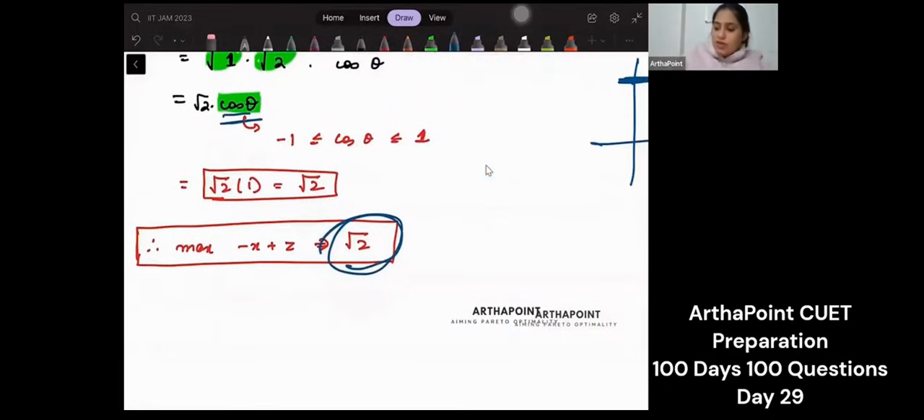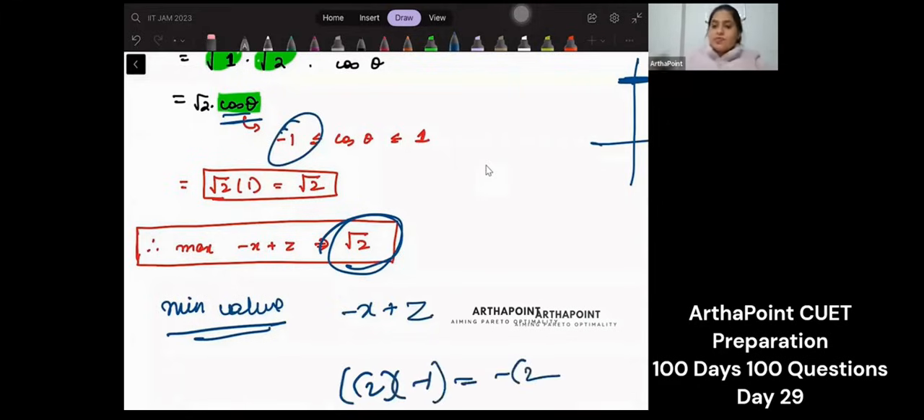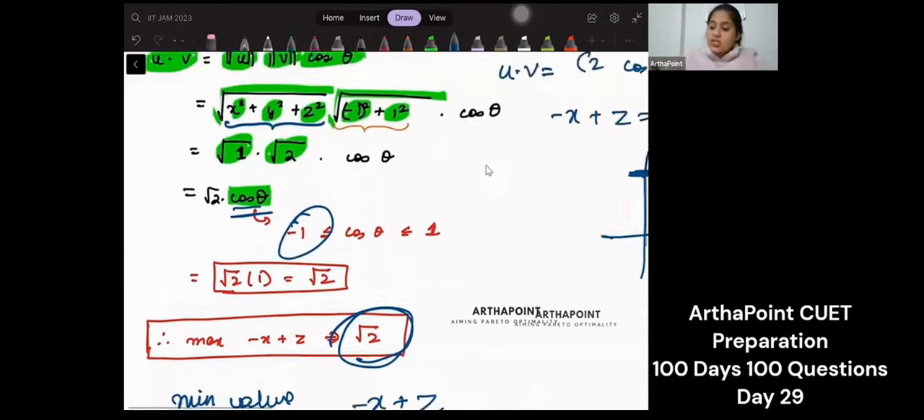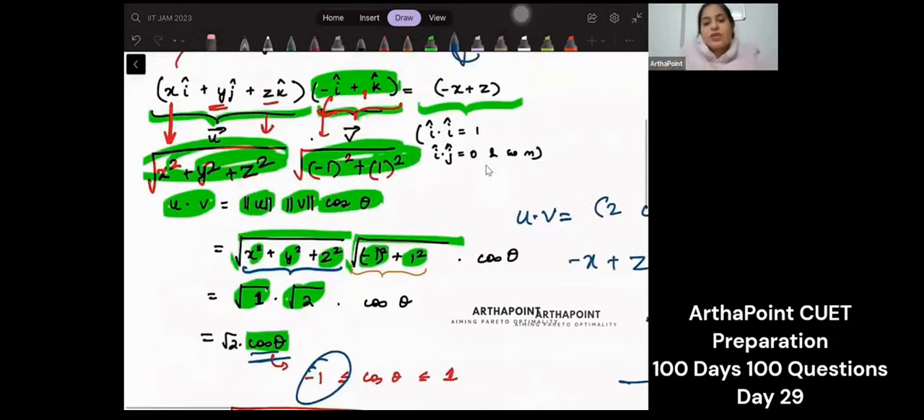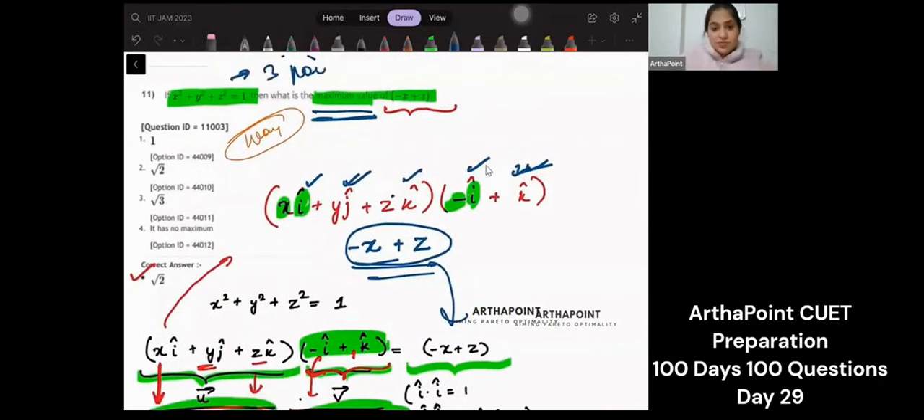Suppose they would have asked the minimum value of minus x plus z. What's the minimum value cos theta takes? Minus 1. So I would have said root 2 into minus 1, minus root 2. Simple. This is an excellent question, because there you might think of doing it another way, but since a 3-parameter value is given and I have to maximize a 2-parameter value, using vectors makes it very simple. So the answer to this question will be root 2.